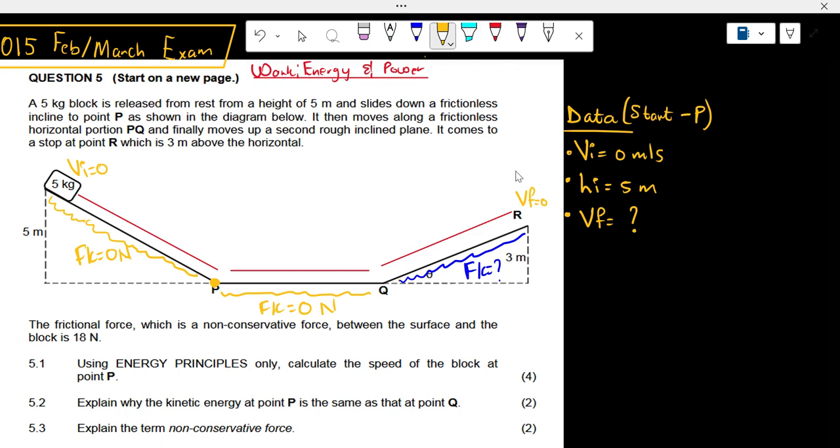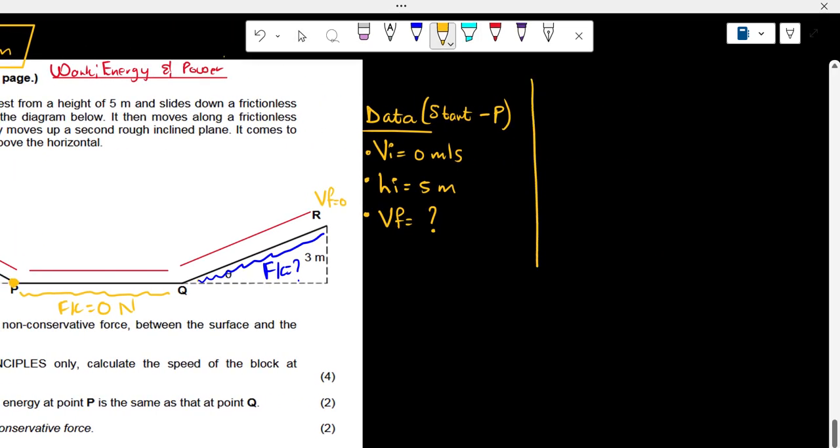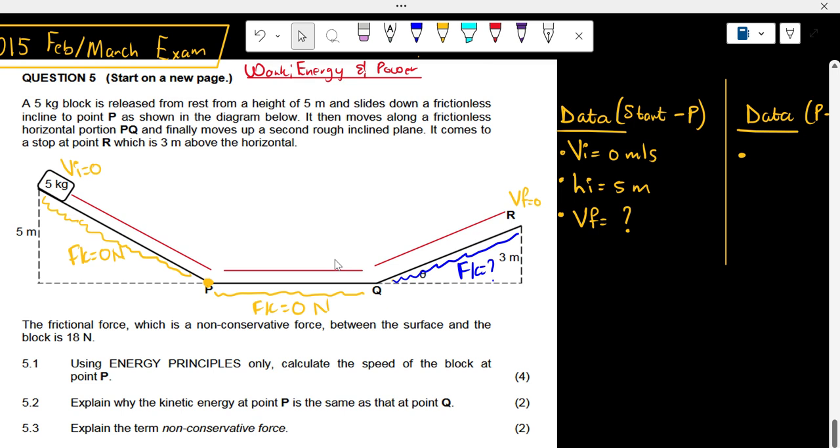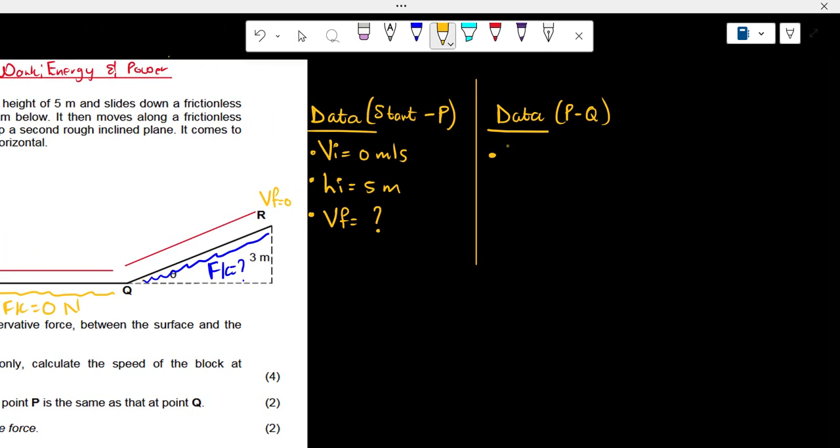Now we move to data from P to Q. All that they tell me is that there is no friction. That's all that they're telling me. So we don't know the initial velocity, and we also don't know the final velocity. Remember, the initial velocity is the velocity at P. The final velocity is typically the velocity at Q.